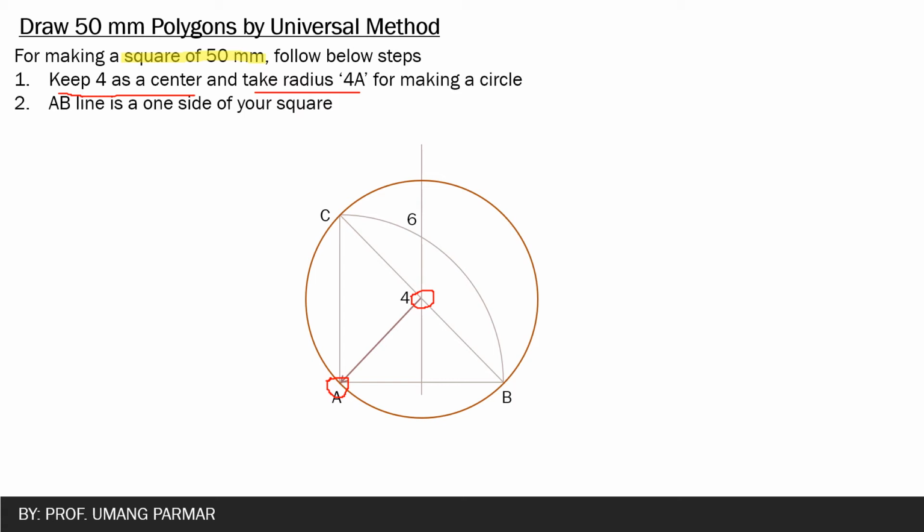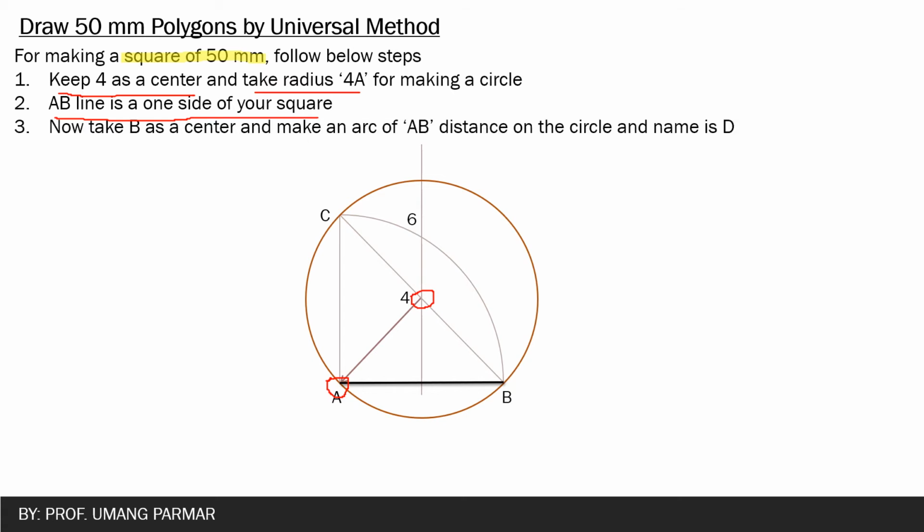In our second step, the AB line is one side of your square. That means whenever you are going for any polygon, whether it is triangle, square, pentagon, hexagon, heptagon, or octagon, point number A to point number B is going to be one side. So always highlight that side A to B.